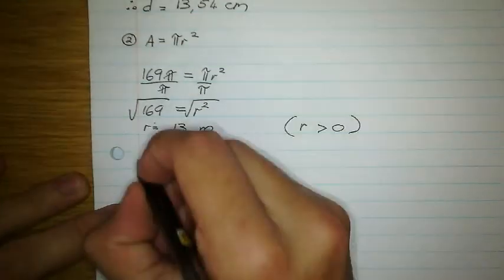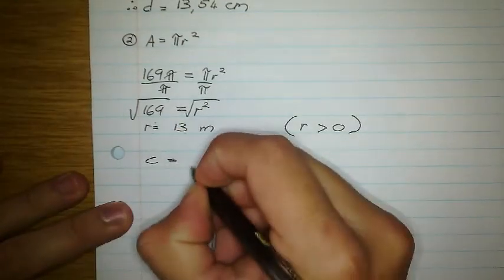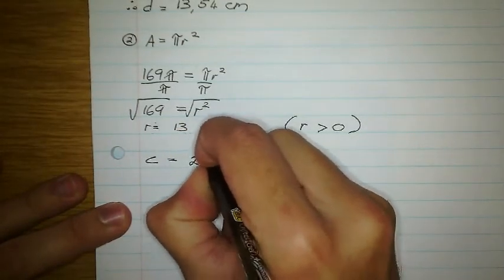So what is the circumference formula for a circle? Well, that is 2 pi radius.